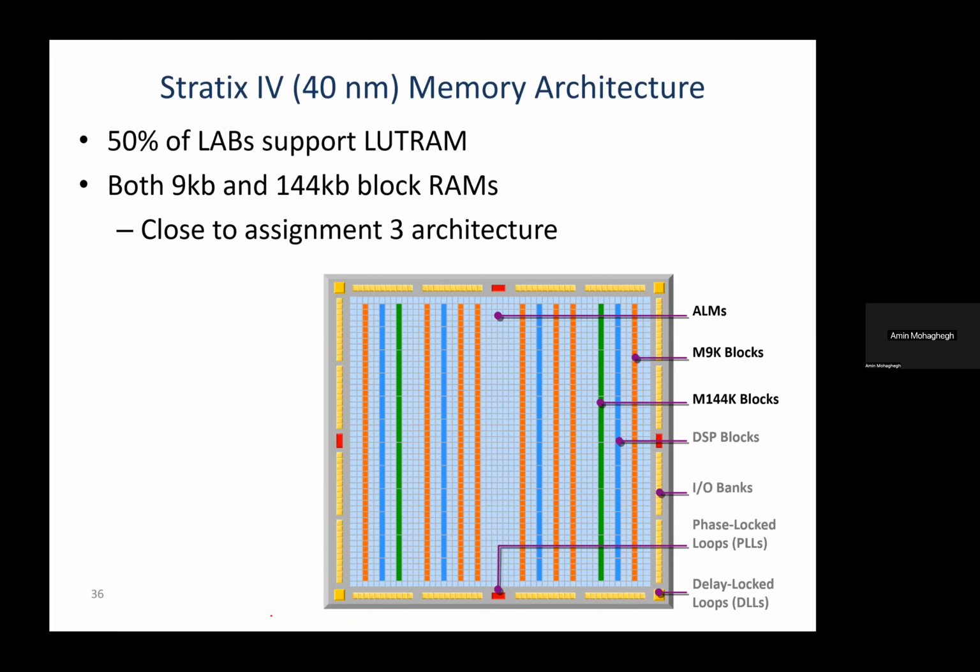Okay, so how do you put these things together? Well, you're doing this for assignment 3. You're exploring this space to figure out what's the best trade-off. And a big part of that is on an architecture that's very similar to the Stratix memory architecture. That architecture has 50% of the LABs support LUT RAM, and it has 2 kinds of RAM, 9 kilobits and 144 kilobits. So the architecture you're doing is quite close to that. It's pretty realistic.